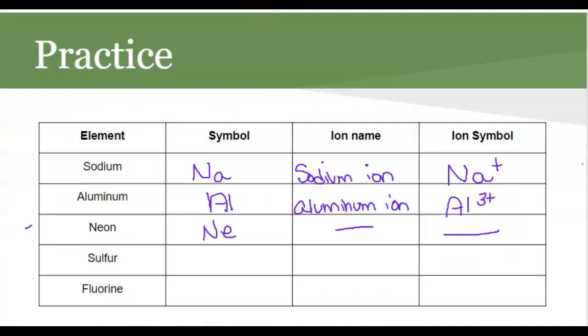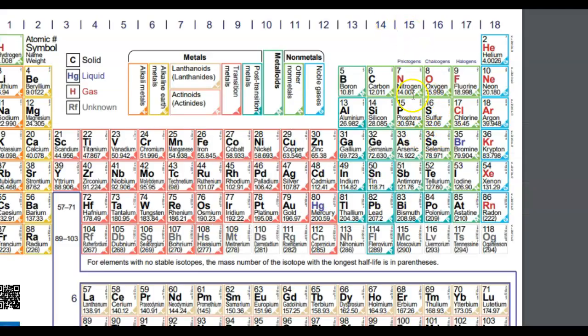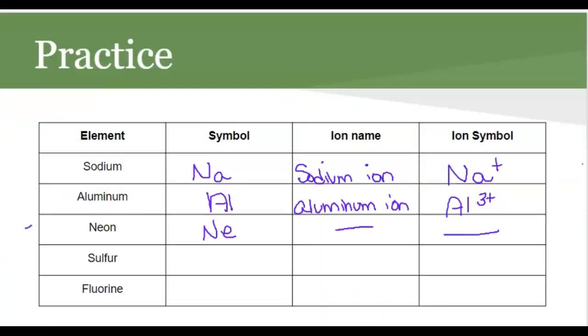But next up, we have sulfur. Sulfur is right here under oxygen, number 16. And therefore, this column has 6 valence electrons. So sulfur's symbol is S, and it's negative. So instead of being sulfur, we cut off the "ur" and turn it into sulfide because it's the negative, or it's the anion.